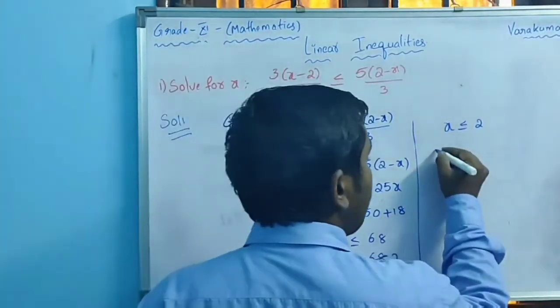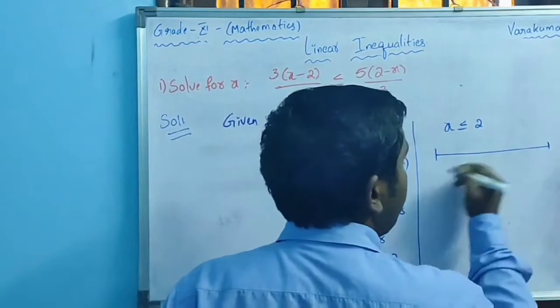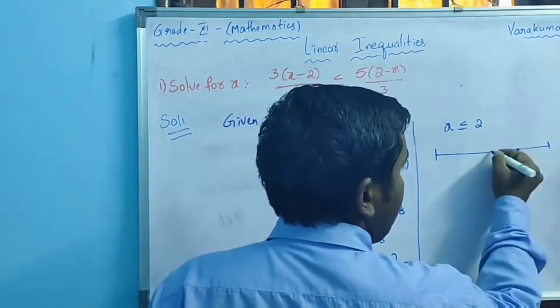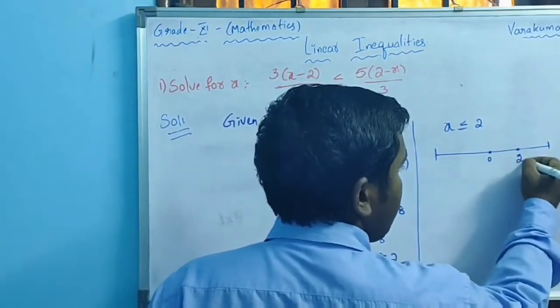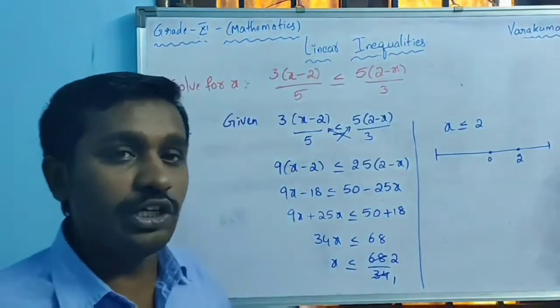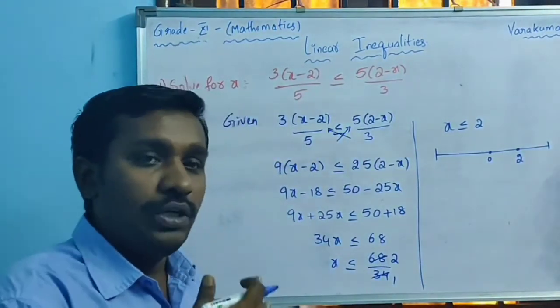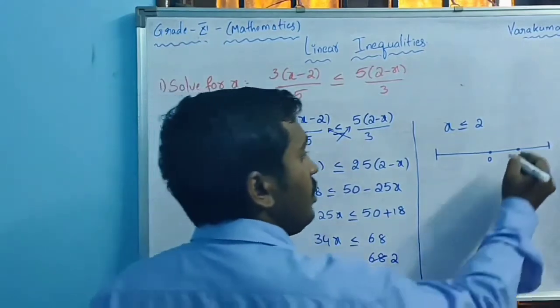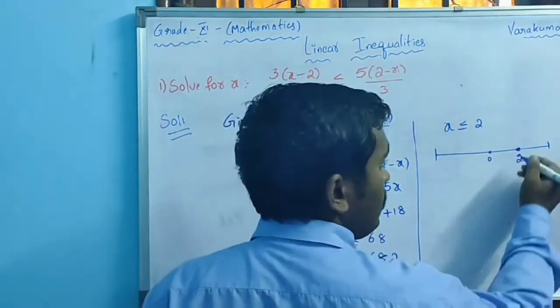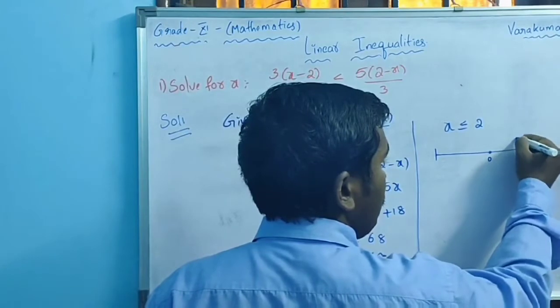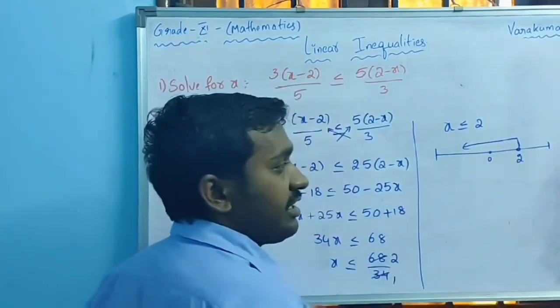If you mark it on the number line, this is 0, this is 2. So x less than or equal to 2. It means 2 and below. Now 2 is included, so I close the circle and go left. This is the number line representation.